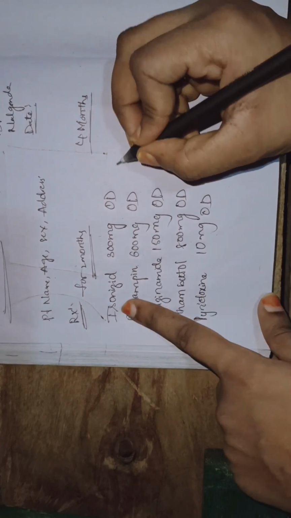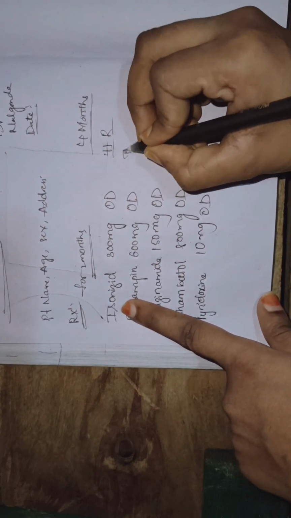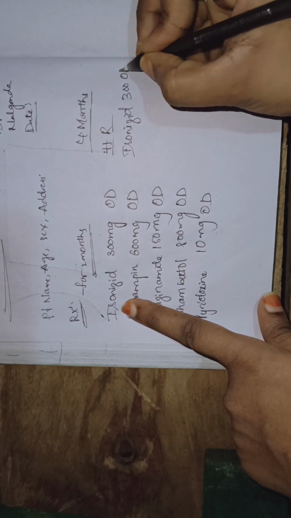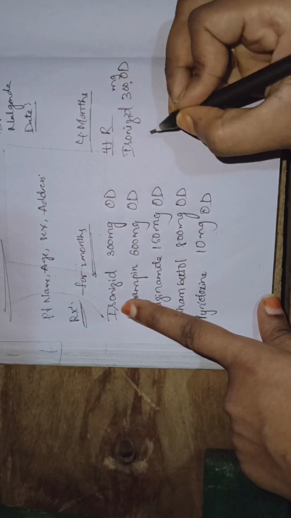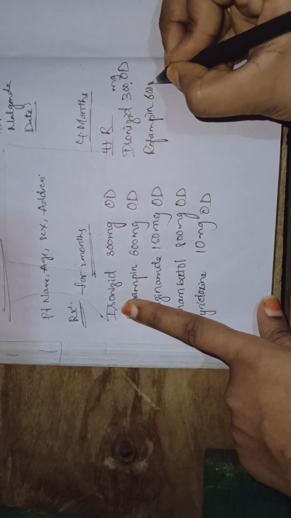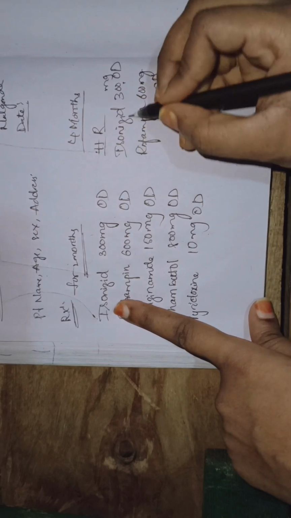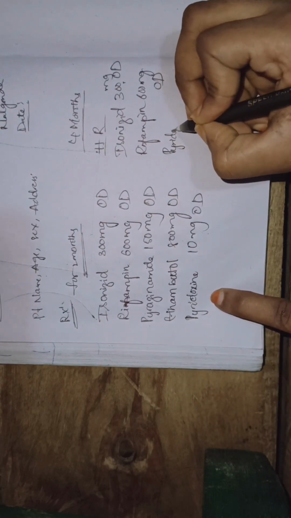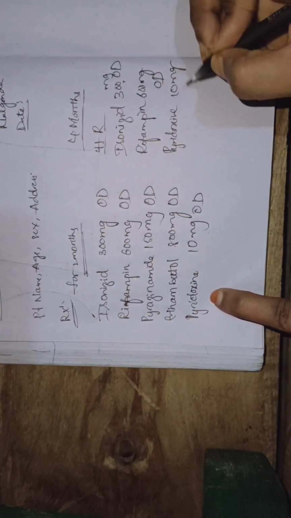For the 4 months, the same: HR means isoniazid 300 mg OD, and rifampin 600 mg OD only. Next, to decrease peripheral neuritis, which is a side effect of isoniazid, the same pyridoxine 10 mg OD. This should be given for the treatment of pulmonary TB. What is the treatment of pulmonary TB? Isoniazid, rifampin, pyrazinamide, ethambutol, and pyridoxine for 2 months, and then for 4 months.